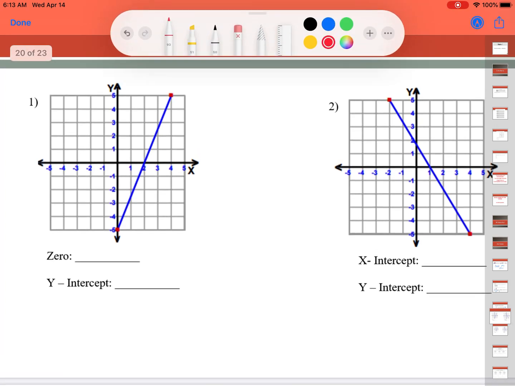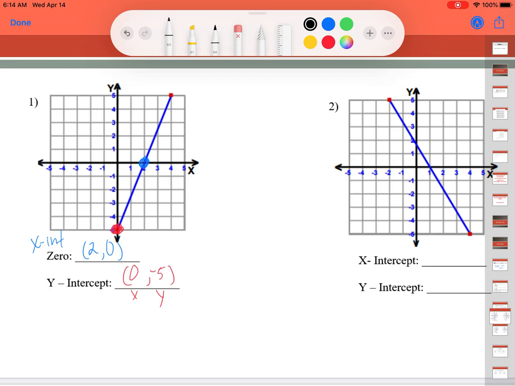Number 1 and 2, try it yourself. What is the 0? A 0 is an x-intercept. So that means it sits in the x spot of the ordered pair. The y-intercept is where it touches the y-axis. So that has to sit in the y spot of the ordered pair. So easy.